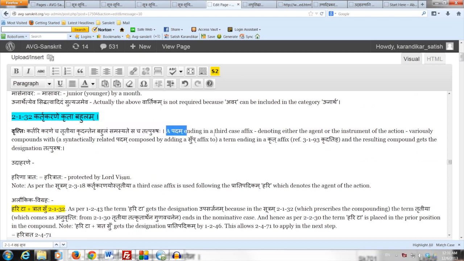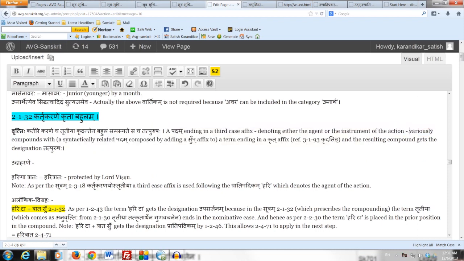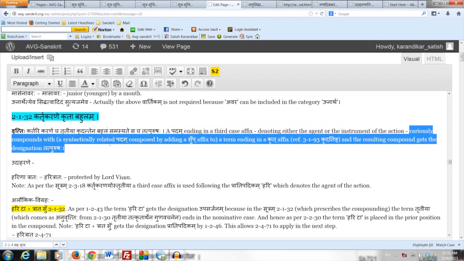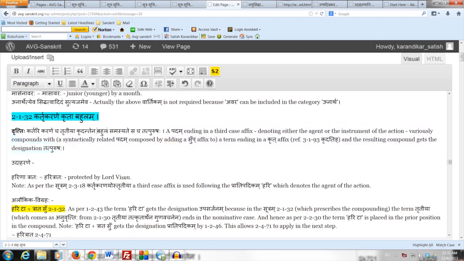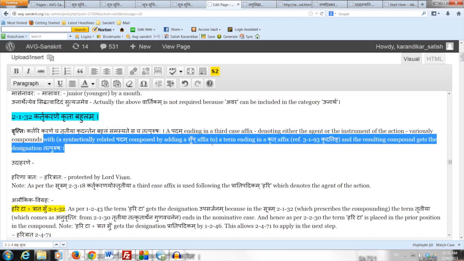A padam ending in a third case affix, denoting either the agent or the instrument of the action, variously compounds, Bahulam Samasyate, with a syntactically related padam composed by adding a sup affix to a term ending in a krit affix, and the resulting compound gets the designation tatpurushaha.